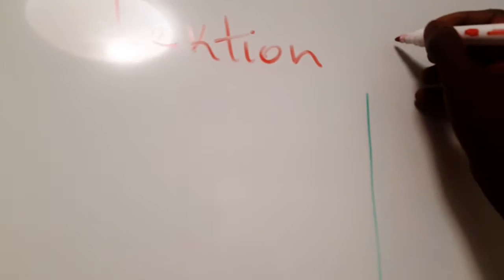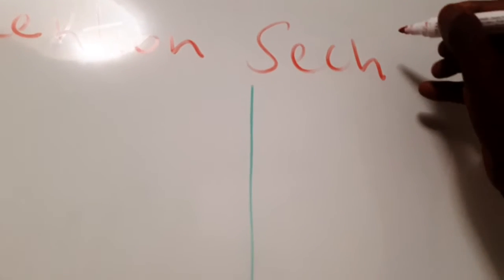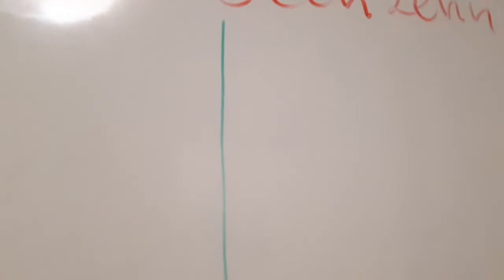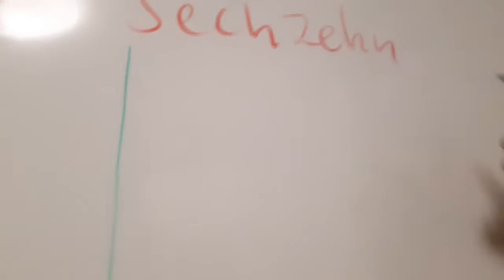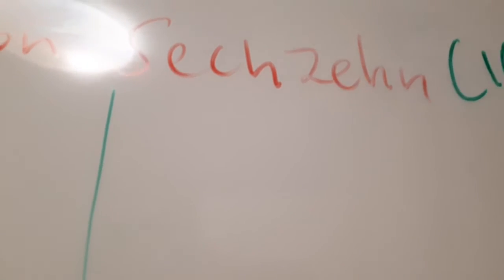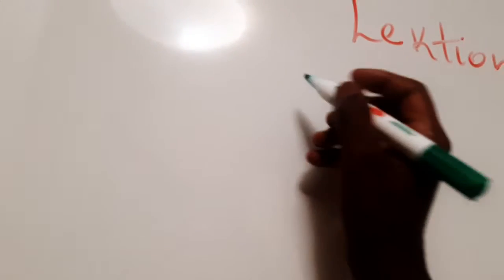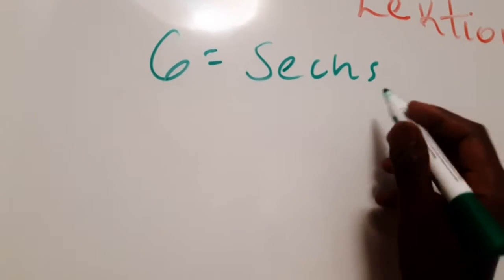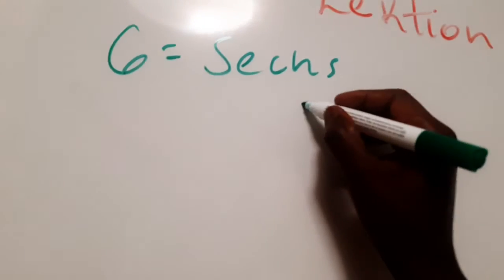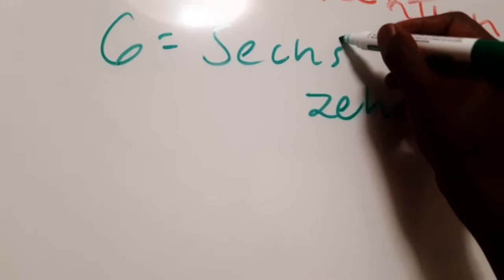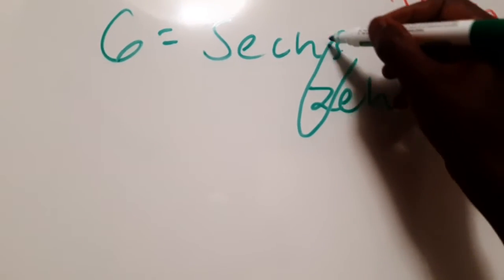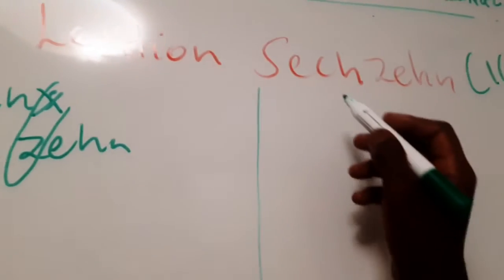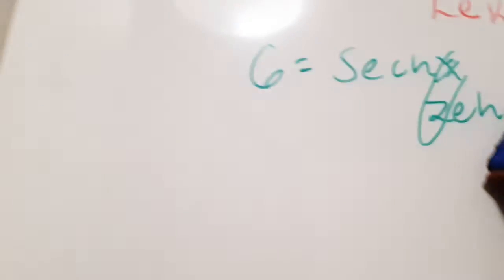So today is Lektion Sechzehn. This is lesson 16. Okay. A quick recap is that 6 is sechs, but because 10 is zehn, you cannot join S and Z, so you have to remove the S. So that's why it's Sechzehn. All right. So this is not for today.